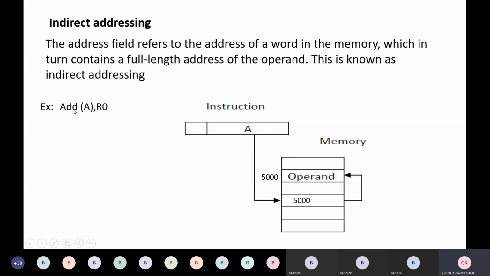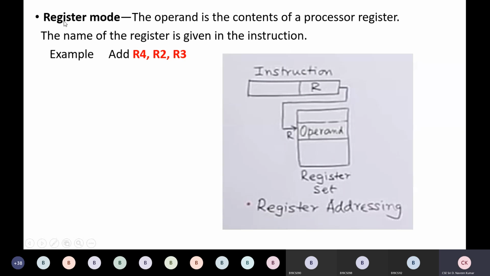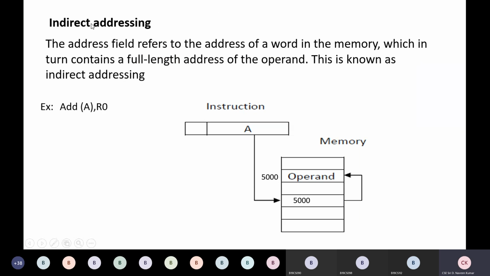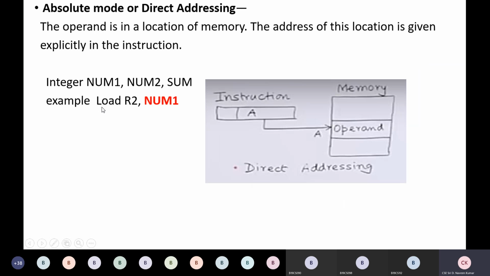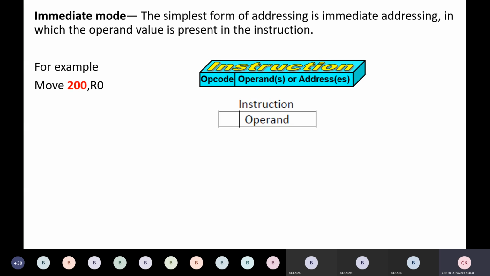Add is the opcode. This is one operand, comma, this is another operand. This one is following indirect addressing mode, and this one is following register mode. We will see what register mode is. Just now we discussed where we got register mode. In this instruction R2 is following register mode, and R0 also is following register mode.